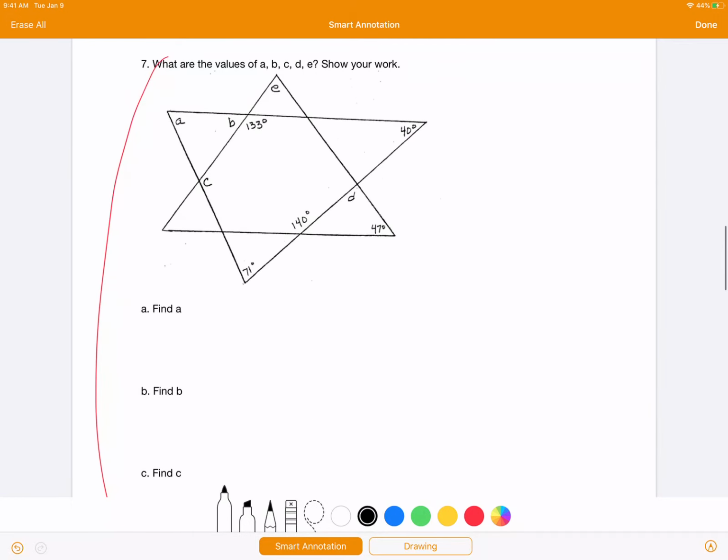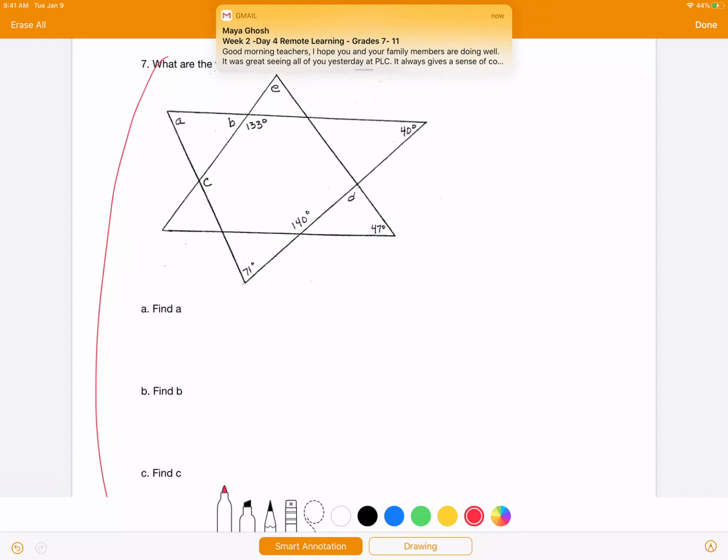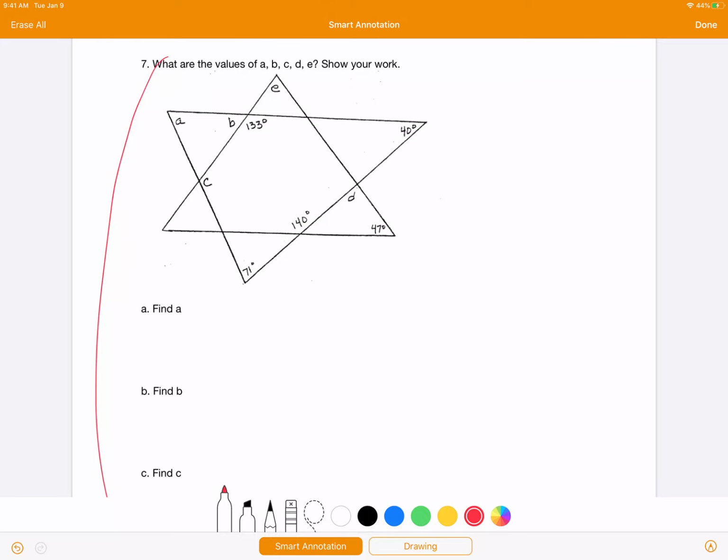Okay. Number 7. Number 7 is a little bit tricky, and a lot of students had questions on this. But here's what's going to happen. This is something that we really haven't learned in the past all together. It's not about the interior angles of a polygon. Well, technically it kind of is, but most likely what you're going to be doing is using supplementary angles.